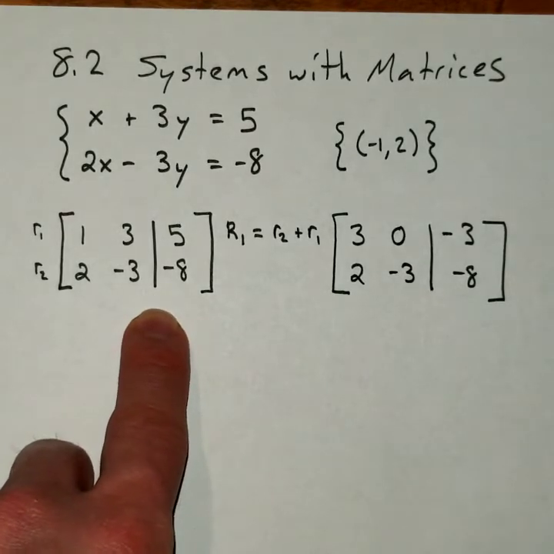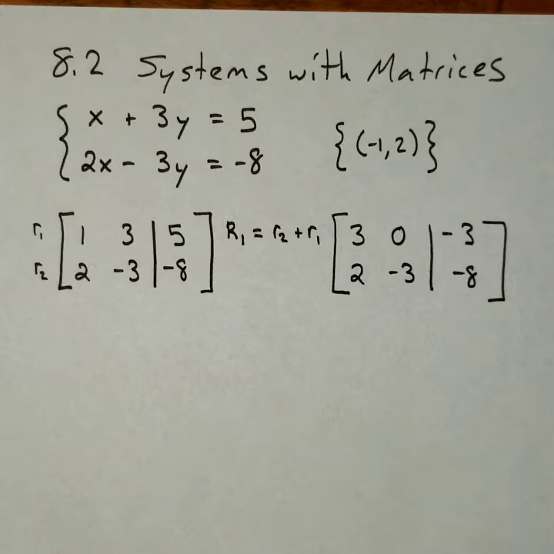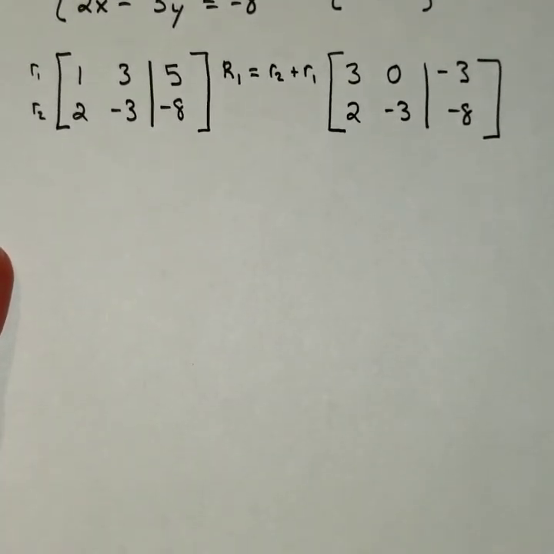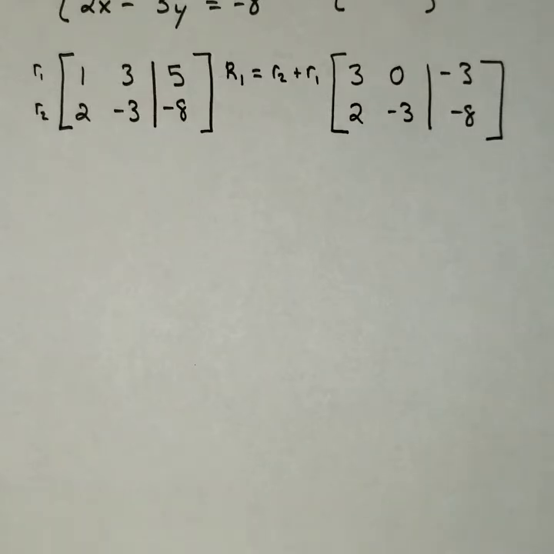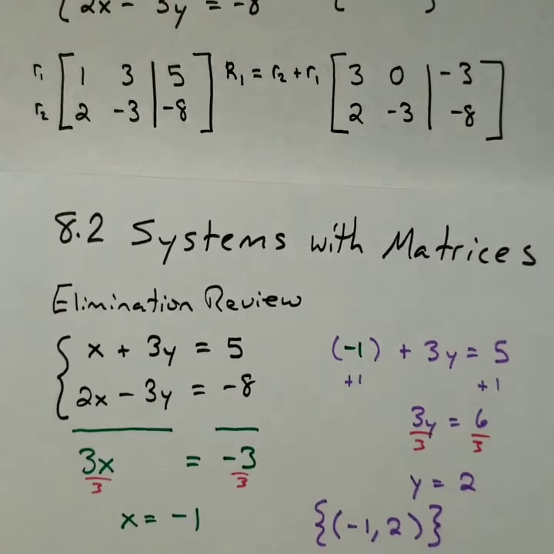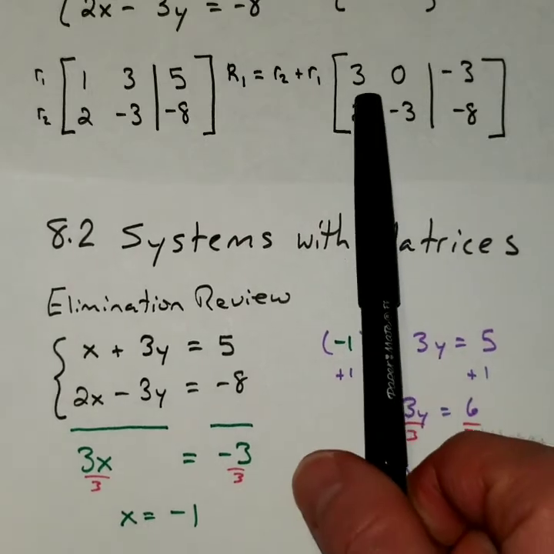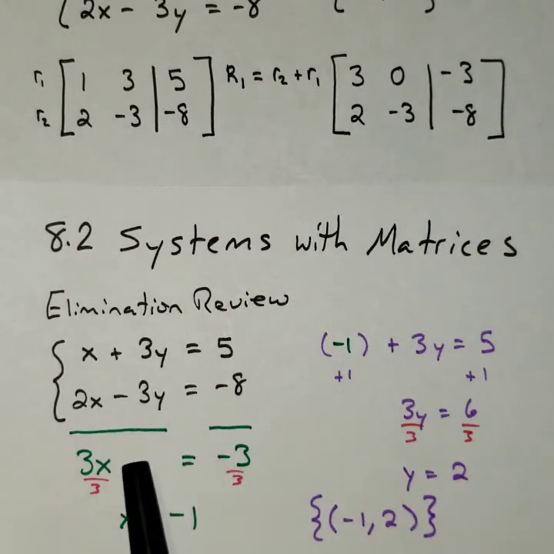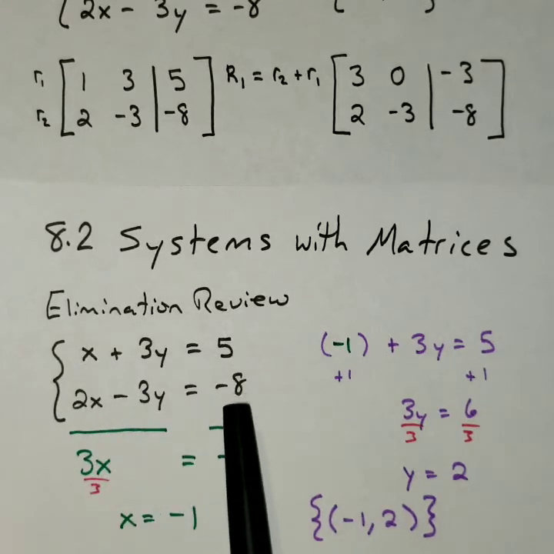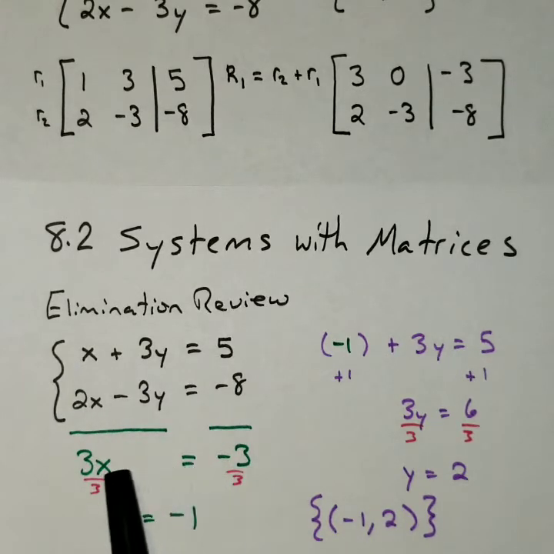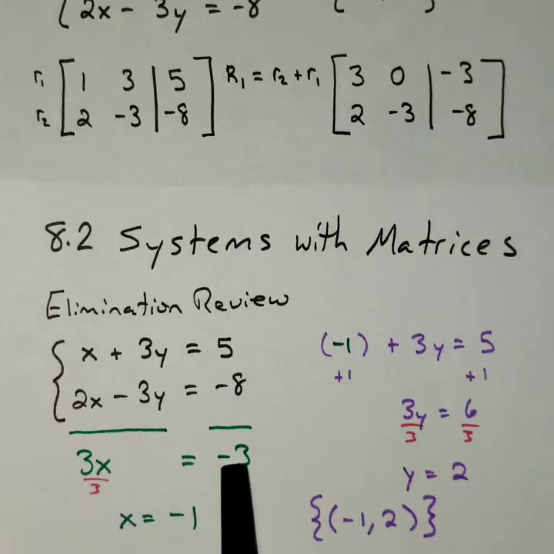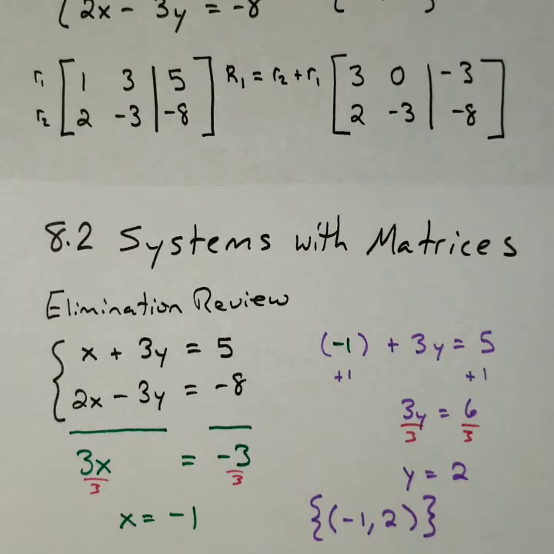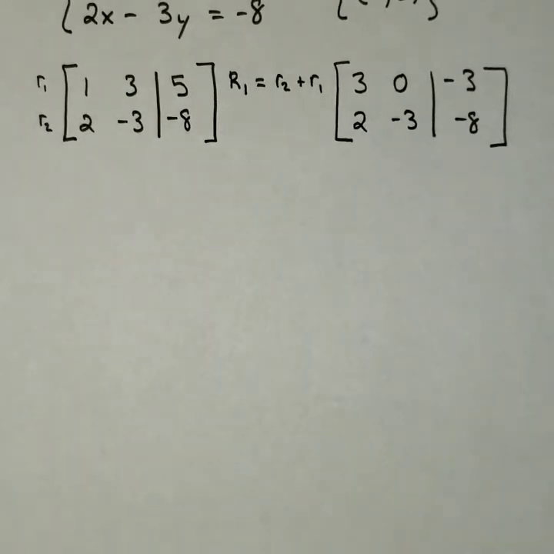Right? And now one thing I want you to see as I go through this process, you're going to see some of the stuff from the elimination method showing up. Notice this top row is 3, 0, -3. What happened in the elimination method when I added the coefficients together? I got 3x equals -3. That's essentially the same as this row. Okay, so you'll see some things popping up here.